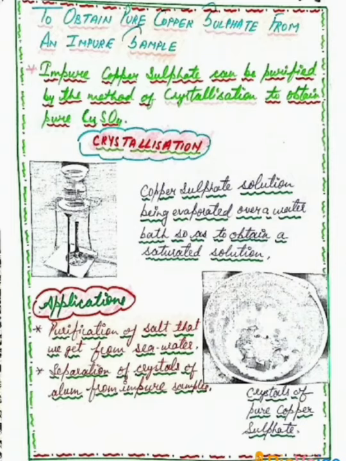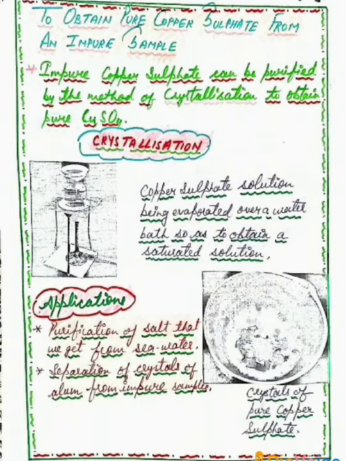Allow the hot saturated solution of copper sulfate to cool slowly. Crystals of pure copper sulfate are formed. Just see the diagram. Impurities remain behind in the solution. Separate the copper sulfate crystals from the solution by filtration and dry them.